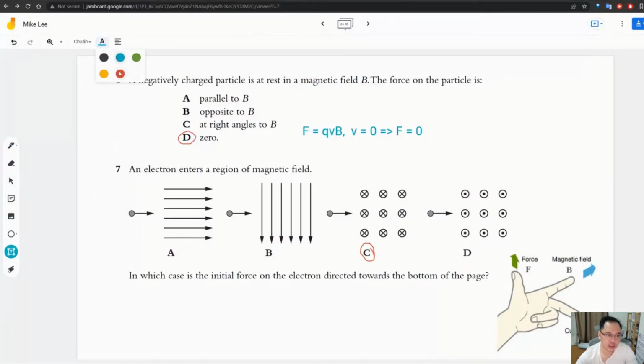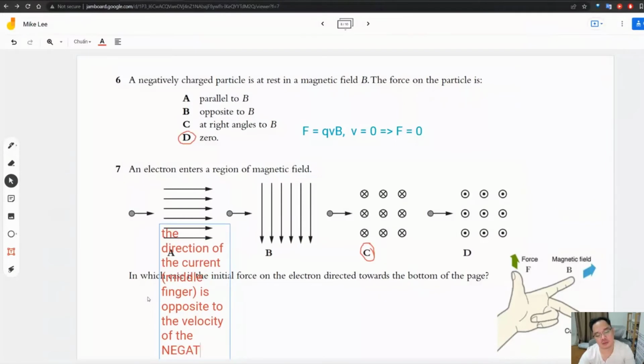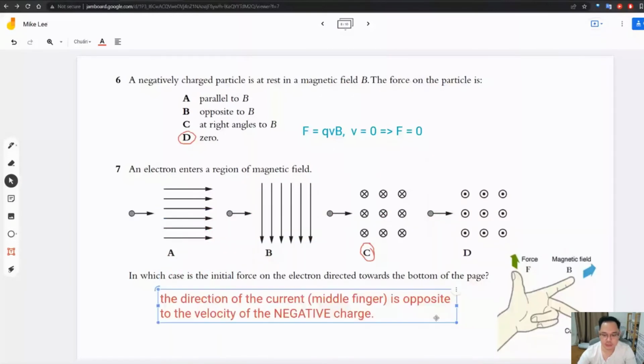So I will put a note here. The direction of the current, which is the middle finger, is opposite to the velocity of the negative charge. Okay, that is the key of this kind of questions.